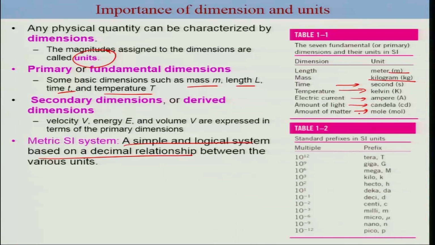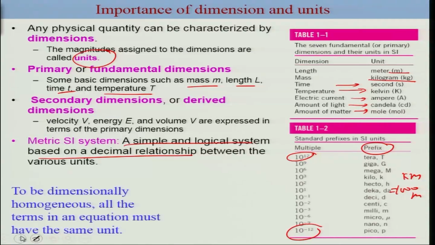Now many times you have large numbers or very small numbers in the same unit. For example, you can think of 1000 meter. Instead of saying 1000 or 10,000 meter, it's useful to use prefixes, and SI units allow you to do that. The prefixes range from 10 to the power 12 to 10 to the power minus 12. So you can have kilometer, which is essentially 1000 meter, and so on. That's the advantage of using SI units.